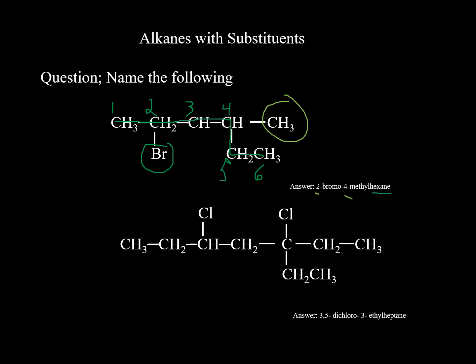The next one, 3,5-dichloro-3-ethylheptane. Again, the longest chain, 1, 2, 3, 4, 5, 6, 7, or you can also say, perfectly valid, 1, 2, 3, 4, 5, 6, 7. Let's number them.